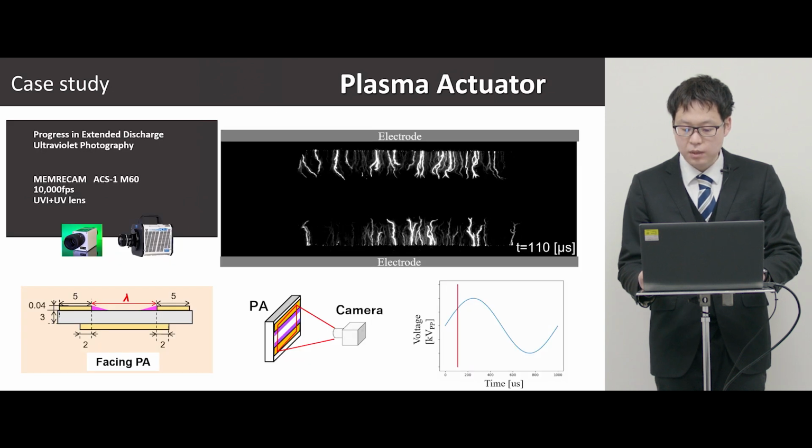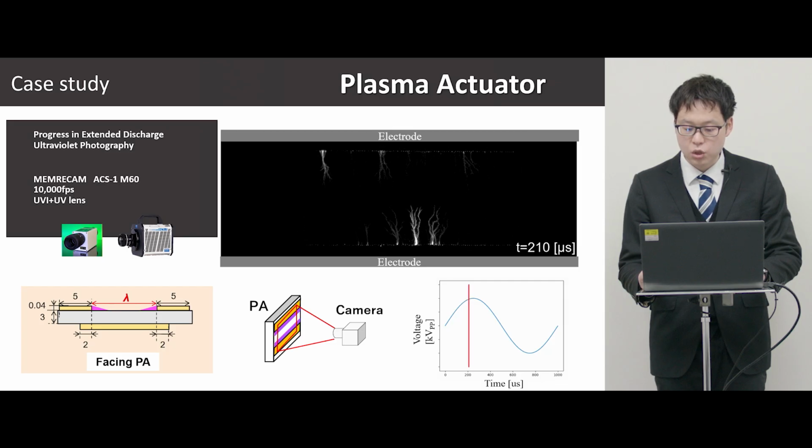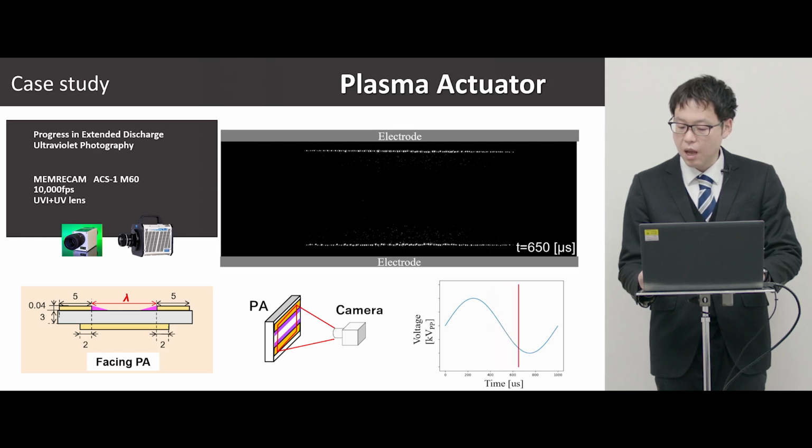This is an example of observing the surface discharge of the plasma actuator, a plasma-based airflow control device, in the ultraviolet region. It was captured at 10,000 FPS using the ACS1 and an image intensifier.